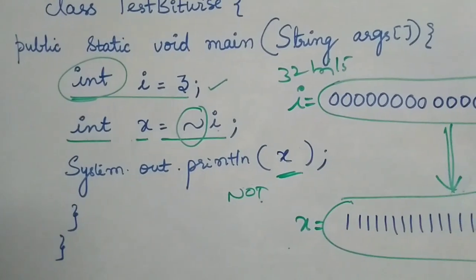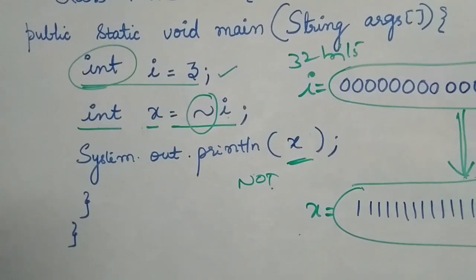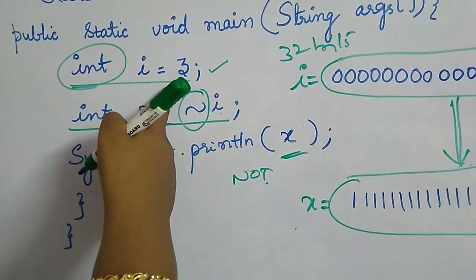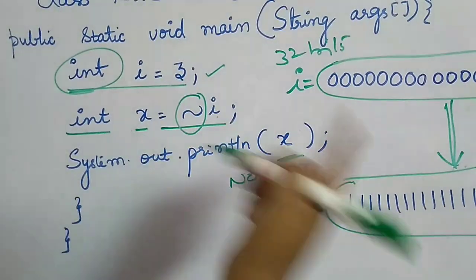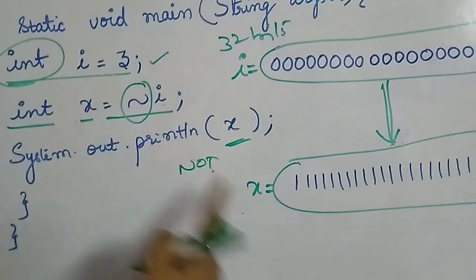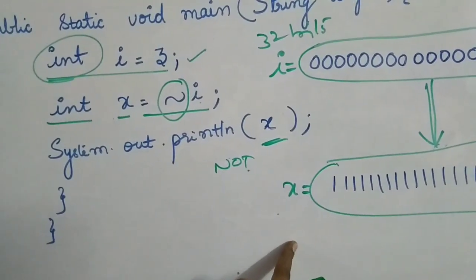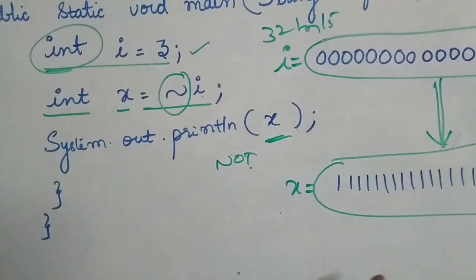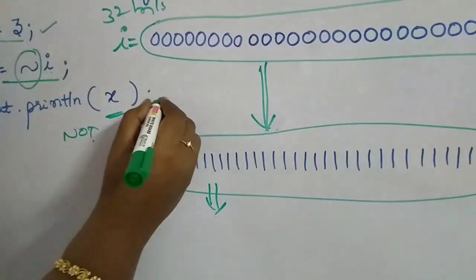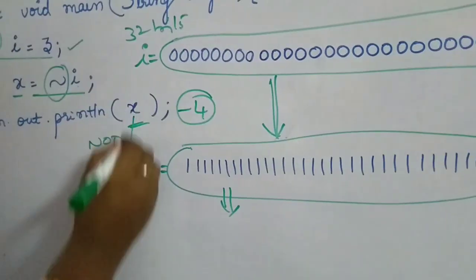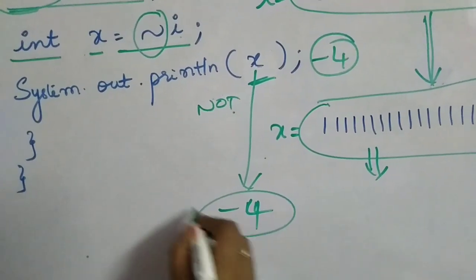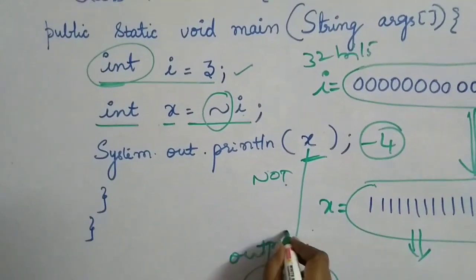Your JVM will take a decimal value as the input, but the operation will be performed on the bits, and then the output will also be given in decimal format. If you convert this into decimal, the answer will be 4. So if I try to print x, the output will be -4.